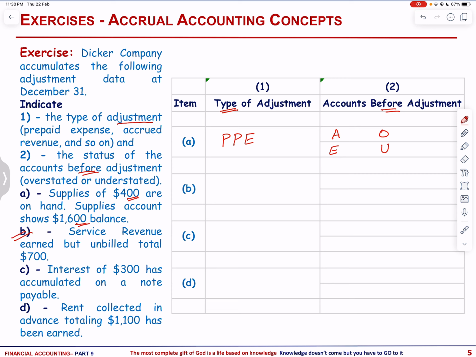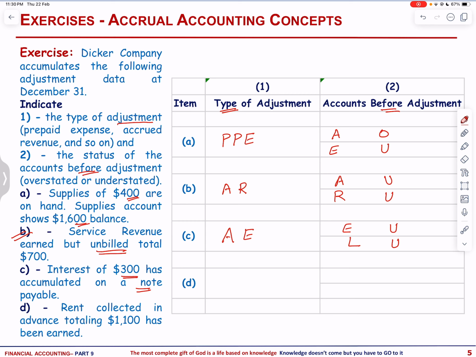Then service revenue earned but unbilled total 700. This is the accrued revenue adjustment. And before the adjustment, assets are understated and revenue is also understated. Then interest of 300 has accumulated on a notes payable. This is an adjustment for accrued expenses. Expenses are understated while liabilities are also understated.